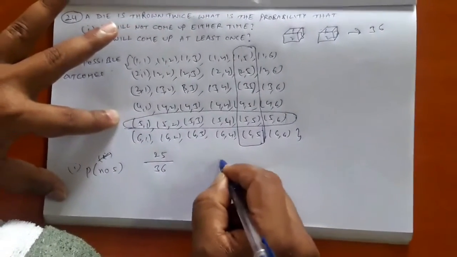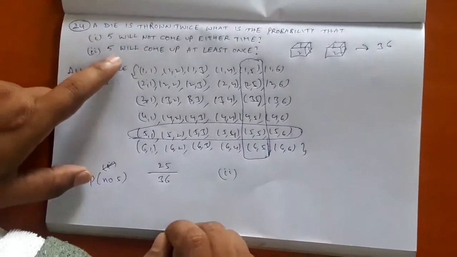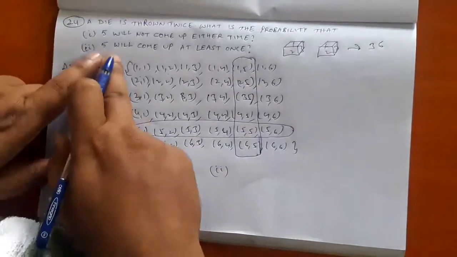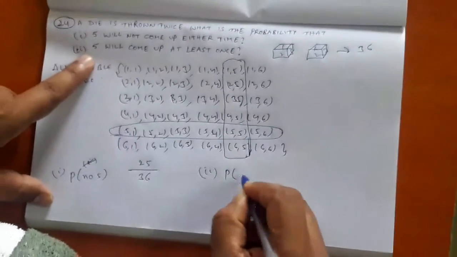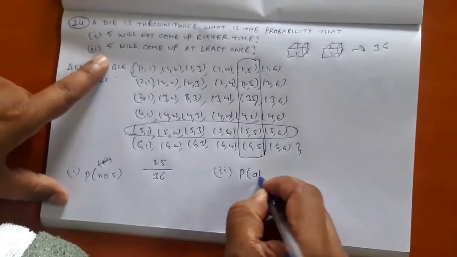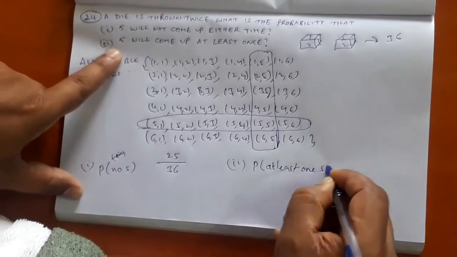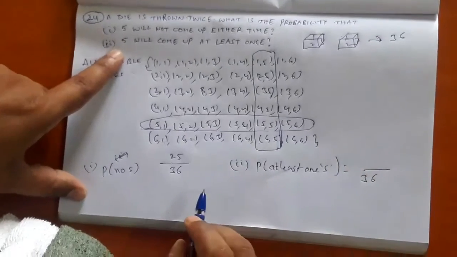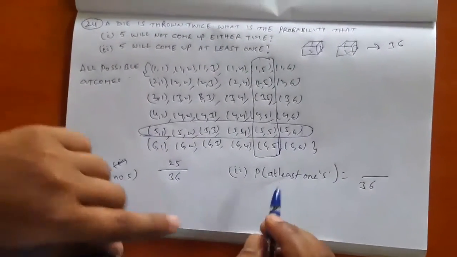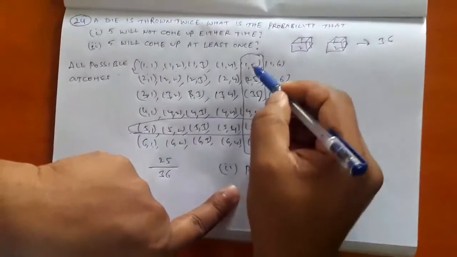Coming to the second question. The denominator is, of course, 36. The event is that 5 will come up at least once, the probability of at least one 5. Coming to the numerator, how many are favorable to this event? At least one 5 means yes, what you thought is correct.